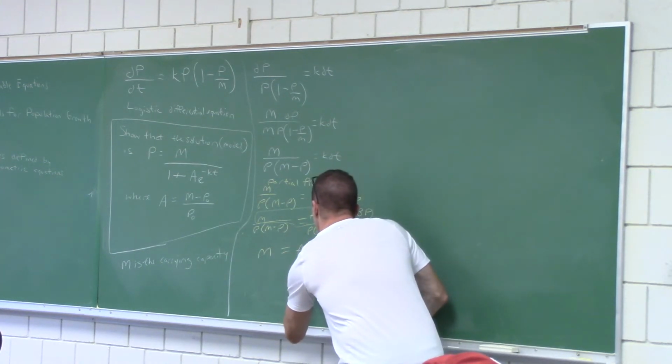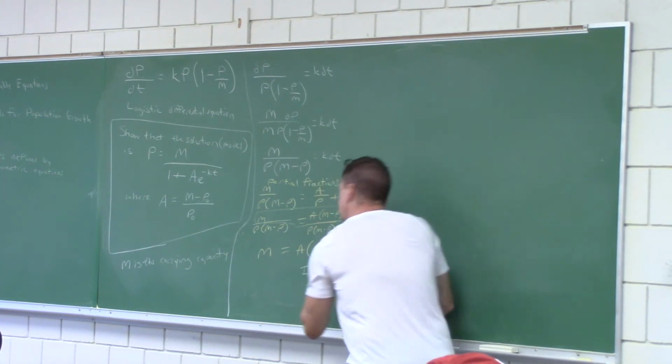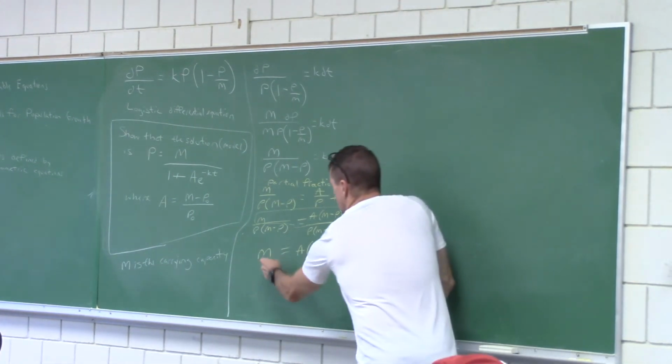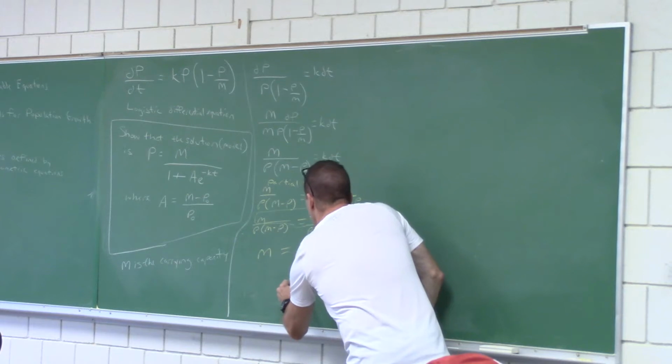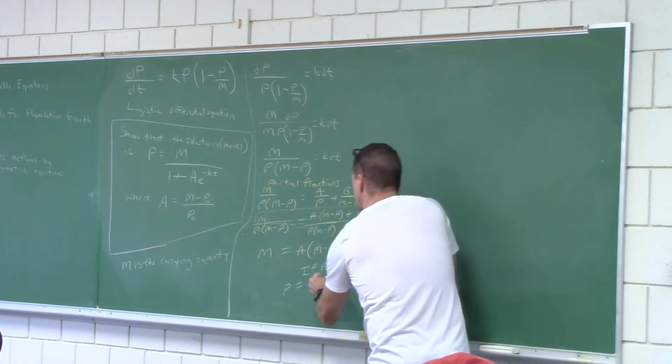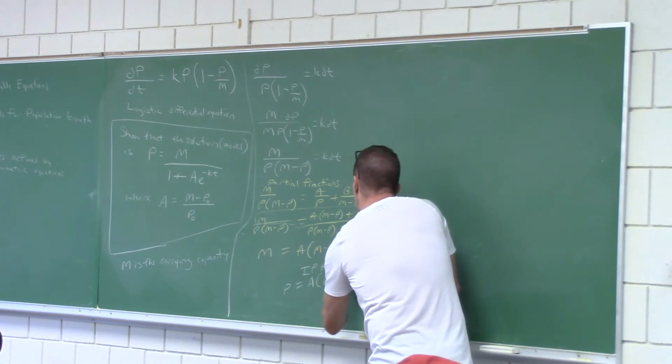If P equals M, could you tell me what you get? We should be able to figure out one of the letters. If P equals M, what happens? We get M equals A times, what's this turn into? 0 plus BM. What's B?